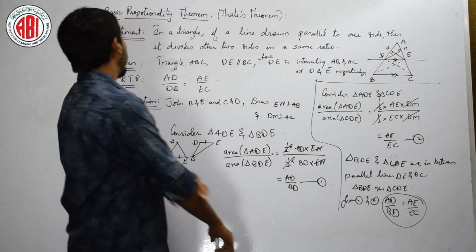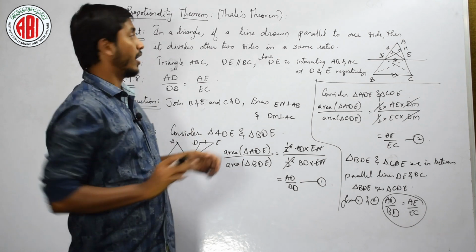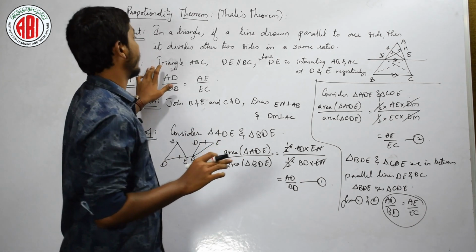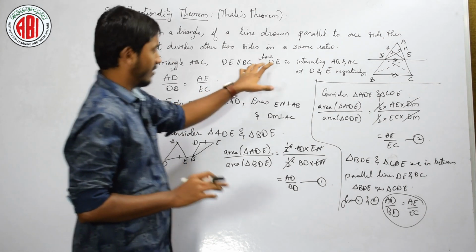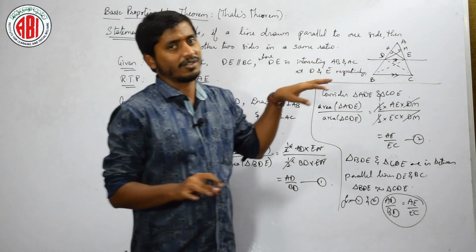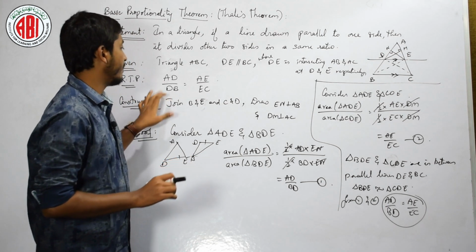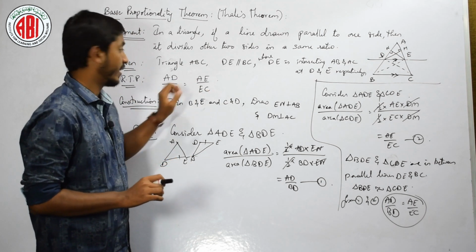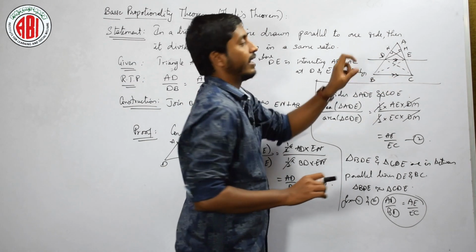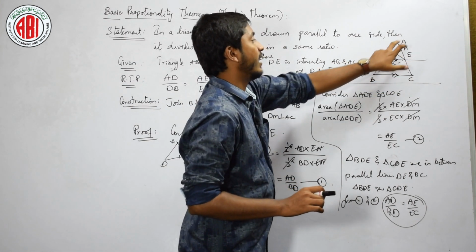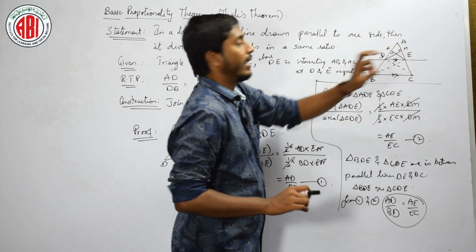Then from here, whenever you write a theorem, you have to write these things, that is the statement. Given: triangle ABC and DE is parallel to BC. Even if you do not write this, it is also okay. The next thing is, what you have to prove is AD by DB equal to AE by EC. Construction: we have joined B and E and C and D. Then we have drawn EN perpendicular to AD and DM perpendicular to AC.